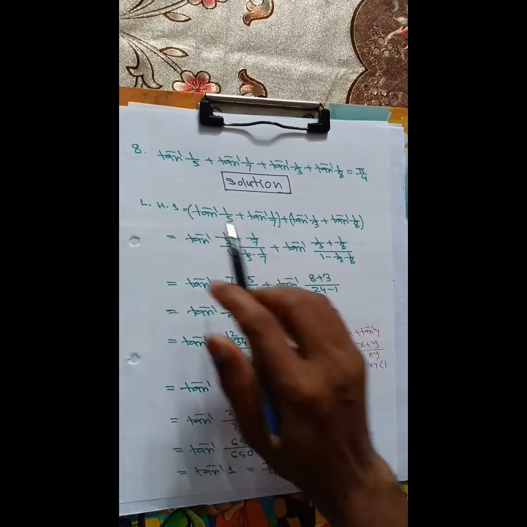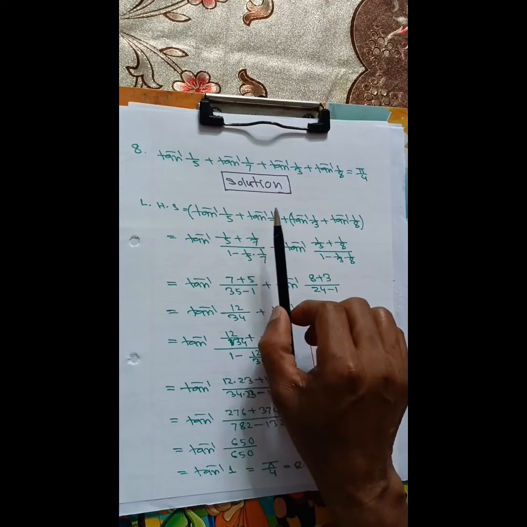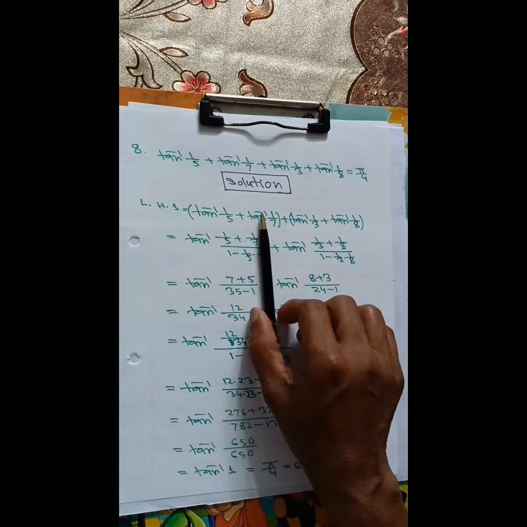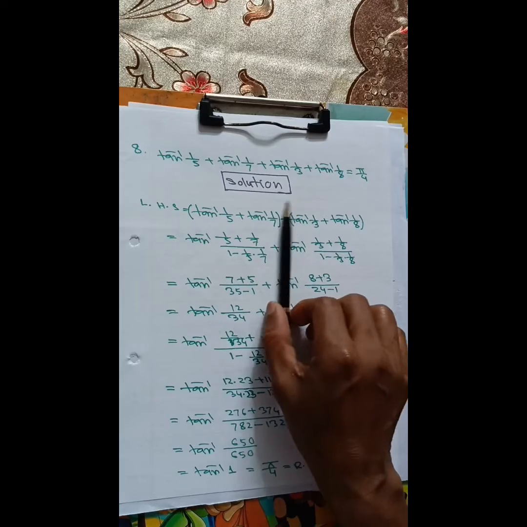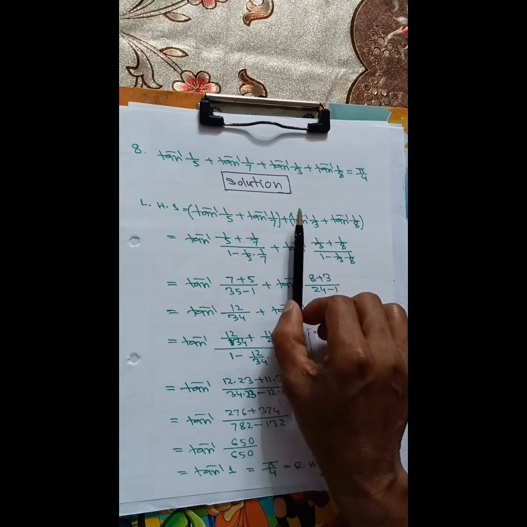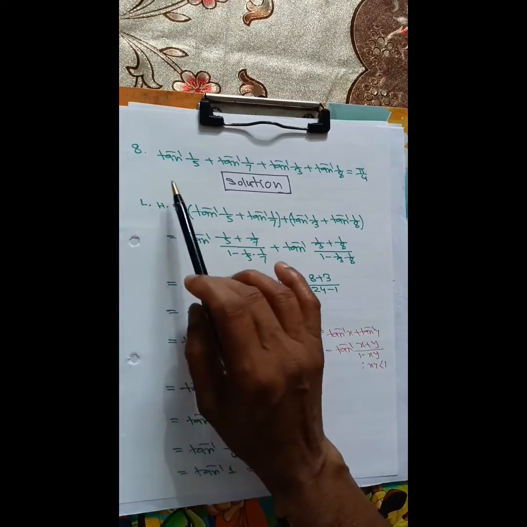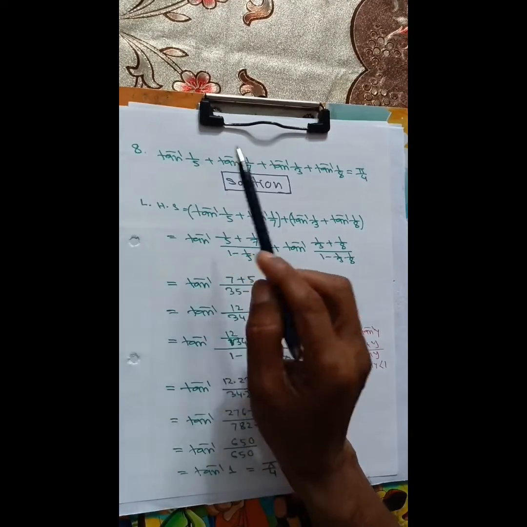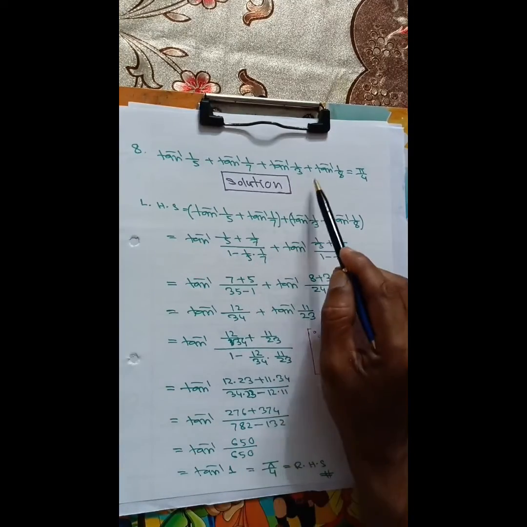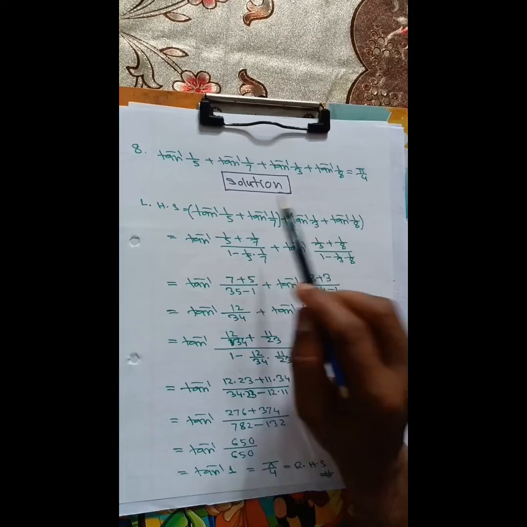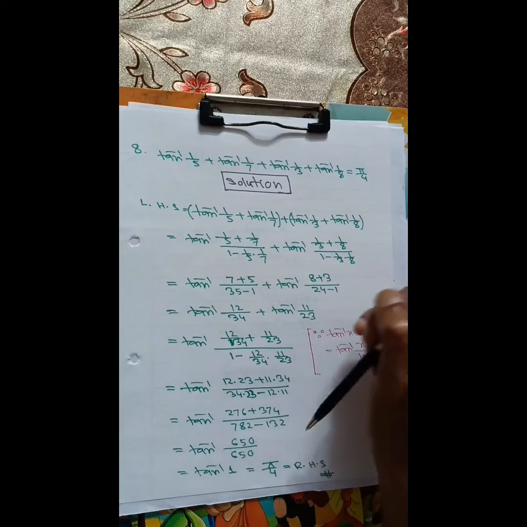Question number 8 is a simple problem. It is very important from the examination point of view for CBSE students and board exams, or sometimes it comes in JEE Mains also in multiple choice type. Question 8: tan inverse 1 by 5 plus tan inverse 1 by 7 plus tan inverse 1 by 3 plus tan inverse 1 by 8 is equal to pi by 4. This problem is very simple.